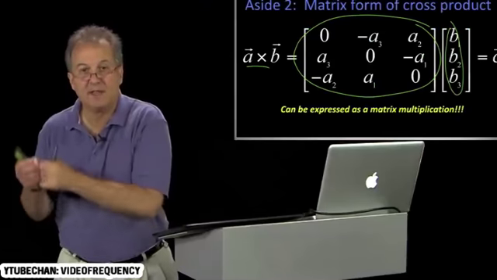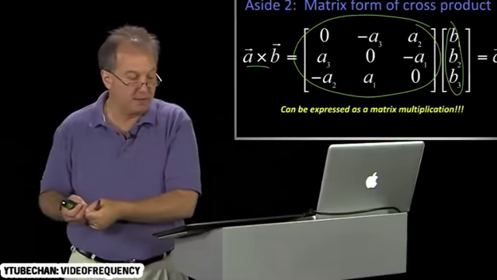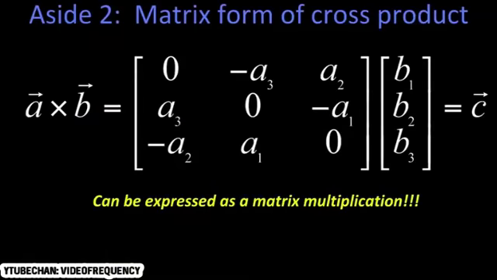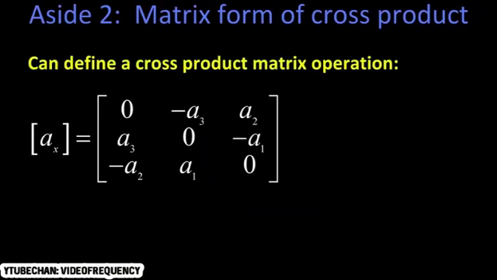And that is the first component of the cross product of A and B. Same thing for the second component and third component. So we can just write cross product as matrix multiplication. So I'm going to define a little operator, and this little operator is written here. This x means cross product, okay?